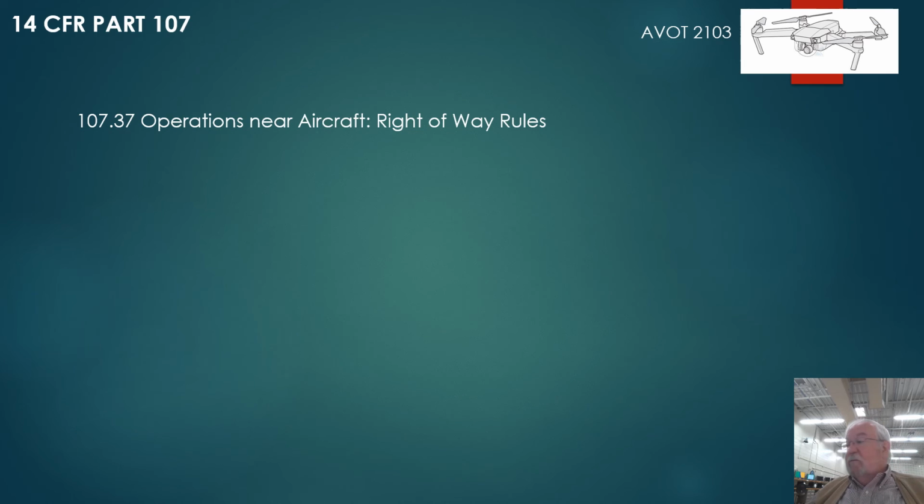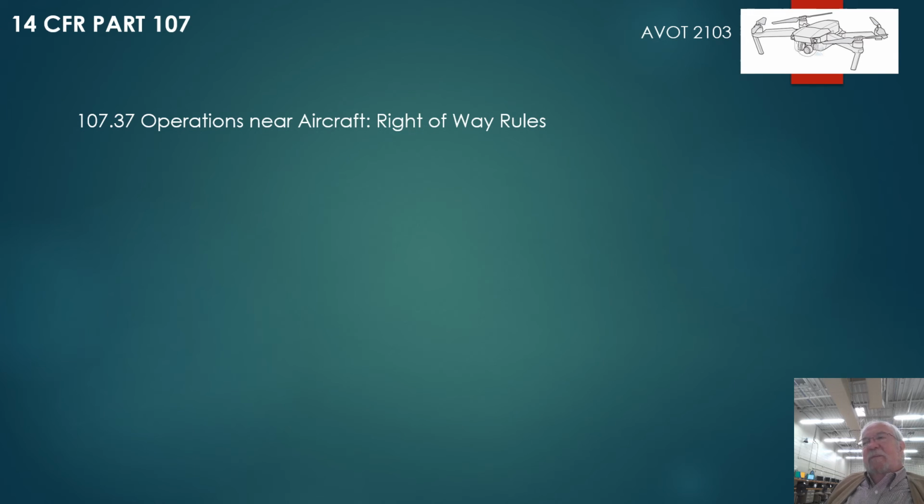Operation near other aircraft, right-of-way rules. Okay, this is to review again. Each small unmanned aircraft must yield the right-of-way to all aircraft, all airborne vehicles, all launch vehicles, all re-entry vehicles. And as a further definition, yielding the right-of-way means that the small UAS must give way to other aircraft or vehicle and may not pass over, under, or ahead of another manned vehicle unless well clear.